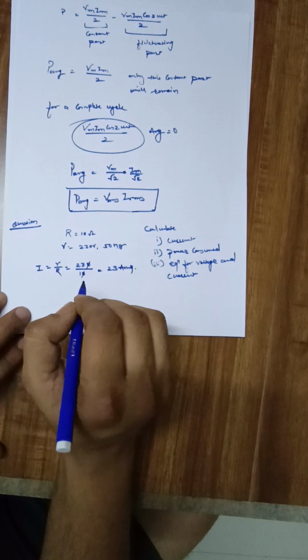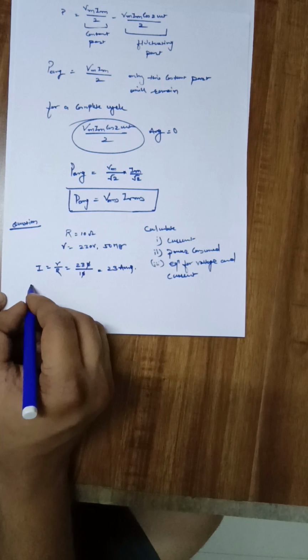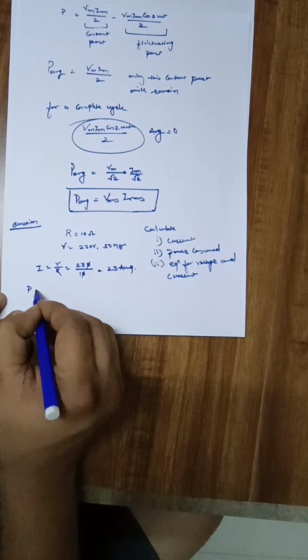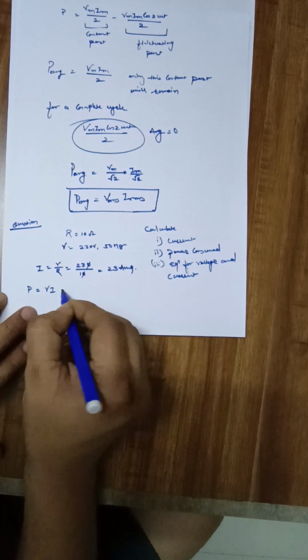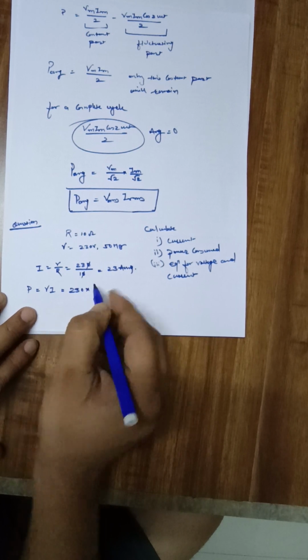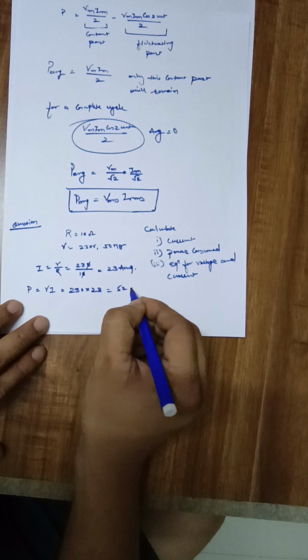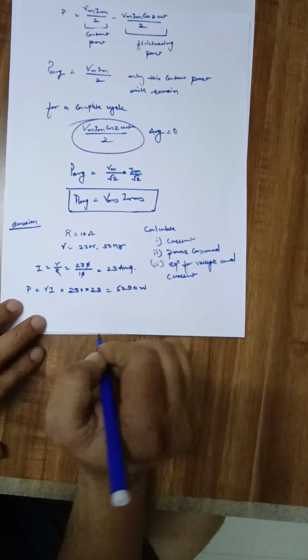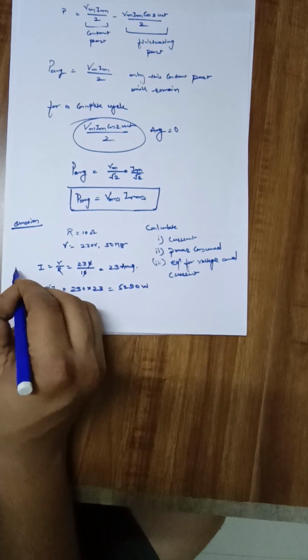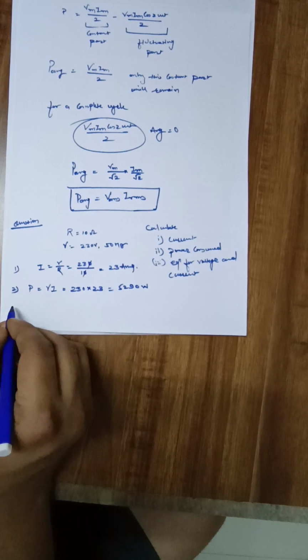Here, this is current. Now, power consumed P equal to what? P equal to V into I. What is V? 230. What is I? 23. On solving, you will get 5290 watt. Clear? This first part complete, second part complete. Now, third part.